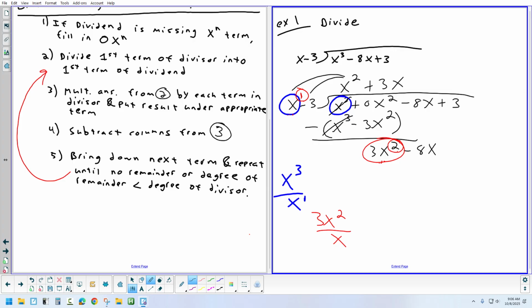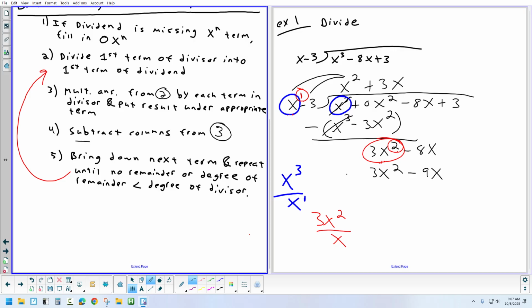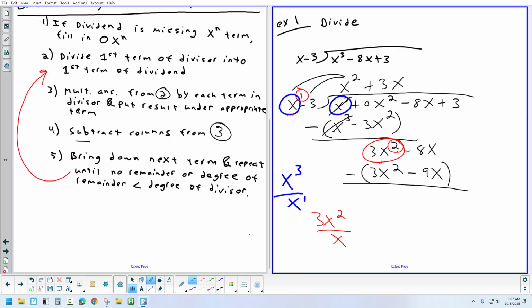And now distribute your answer back out. What's 3x times x? 3x squared. And 3x times negative 3. How about Ruben? 9x. Or no, negative 9. Negative 9x. Okay. And now what do we do with those two columns? Subtract them. 3x squared minus 3x squared. You should always get something that cancels out. If you don't, you made a mistake.